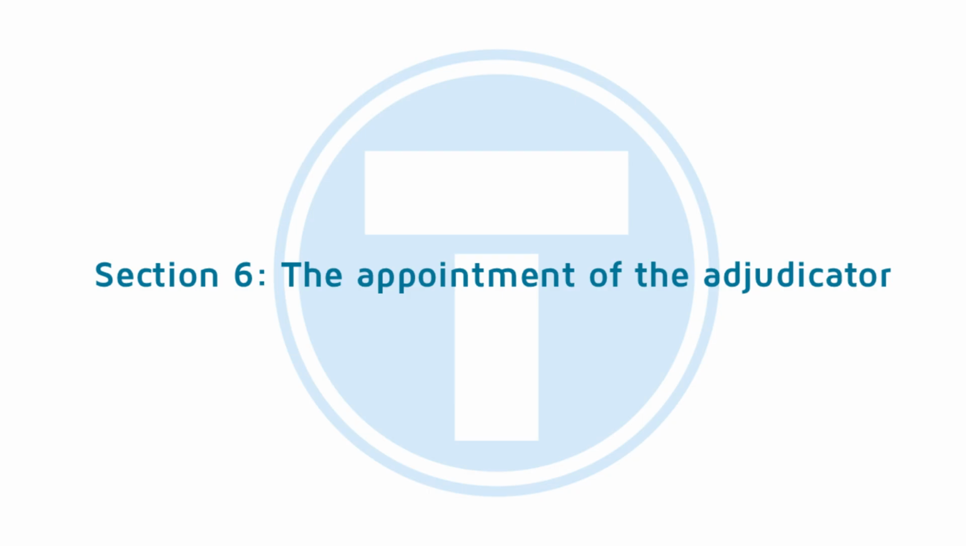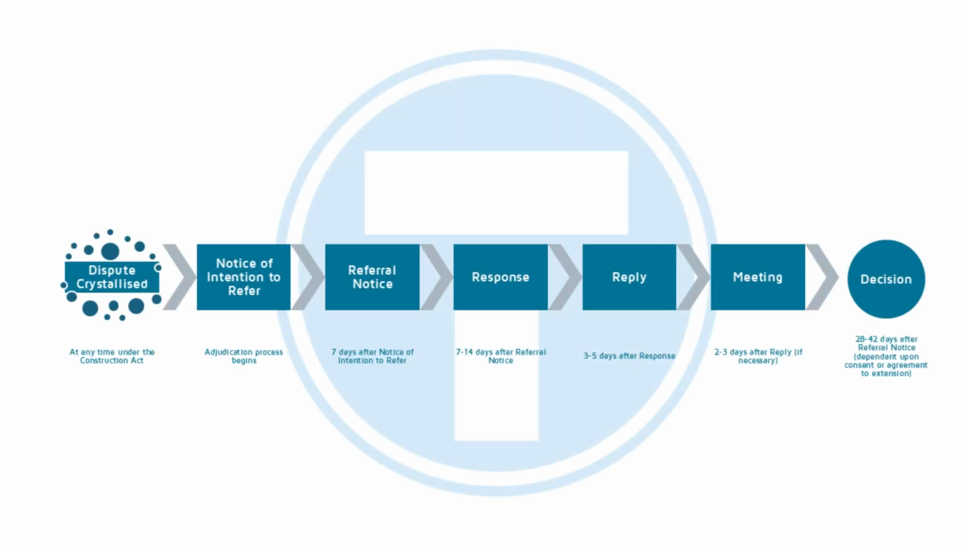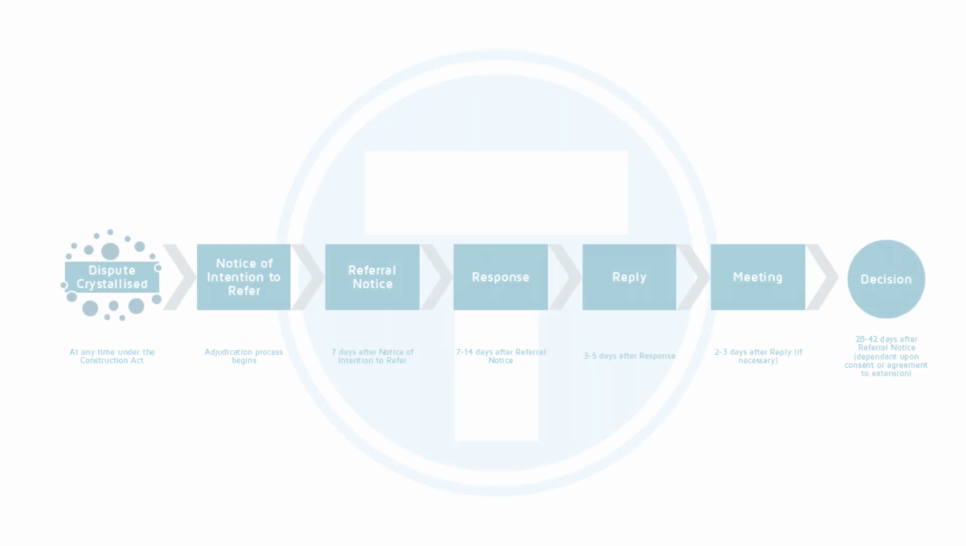Section 6. The appointment of the adjudicator. The adjudicator is a neutral third party who decides the dispute impartially based on the facts and law. The appointment of the adjudicator takes place within 7 days of the notice of adjudication being served. An adjudicator is not required to have any formal qualification to adjudicate on a dispute. Adjudicators can be from a variety of construction-related backgrounds, including but not limited to lawyers, architects, engineers, and surveyors.